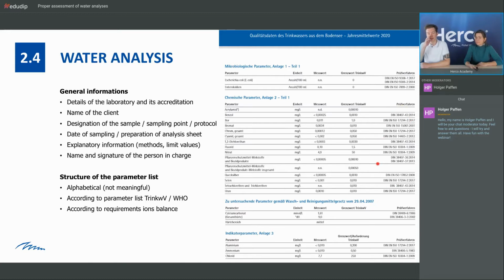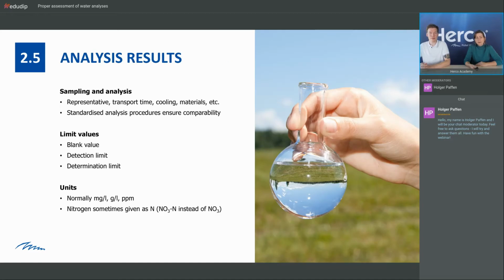So if you want to take a sample of something and you're not sure what testing method the laboratory should use, you can always check in a standard analysis and check for the measuring method. This is about the analysis results.